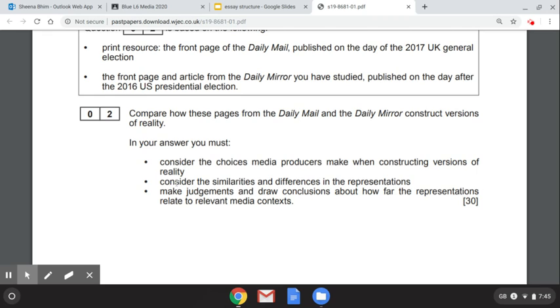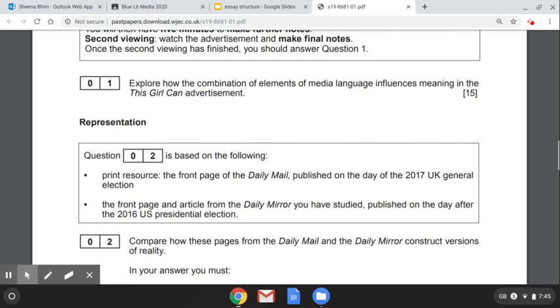It then gives you 3 bullet points to consider as you answer the question, so something just to pin your answer on, and then it tells you how many marks there are. The reason this is worth double the marks is because you're writing on 2 texts, and you have to have that comparison consistently throughout.